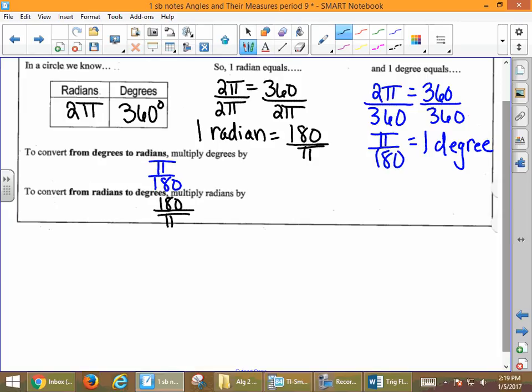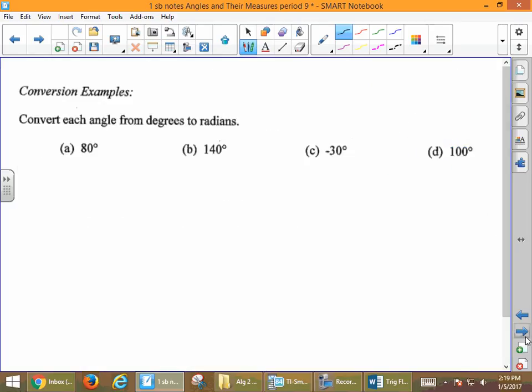But as we finish this, I will say that we are going to let you use your calculators on this calculation. So that should be helpful. But I'd just like to show you a little trick that sometimes is used in chemistry also. As we finish up with our examples here, our first one is 80 degrees. We want to convert from degrees to radians.